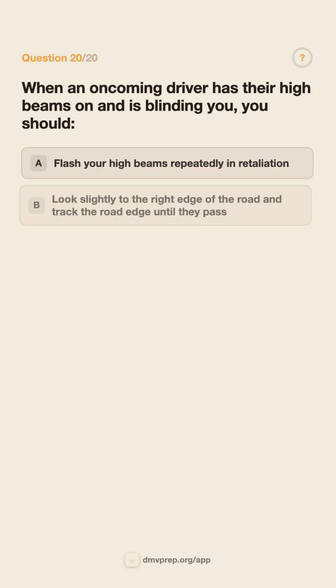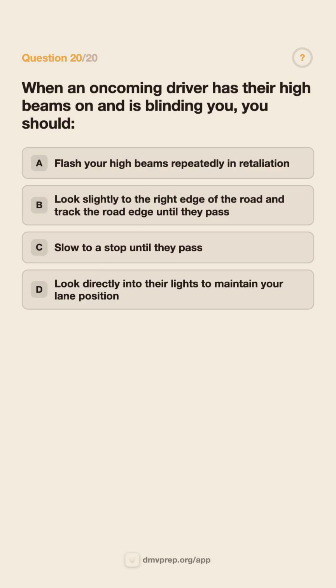Question 20. When an oncoming driver has their high beams on and is blinding you, you should A. Flash your high beams repeatedly in retaliation. B. Look slightly to the right edge of the road and track the road edge until they pass. C. Slow to a stop until they pass. D. Look directly into their lights to maintain your lane position.